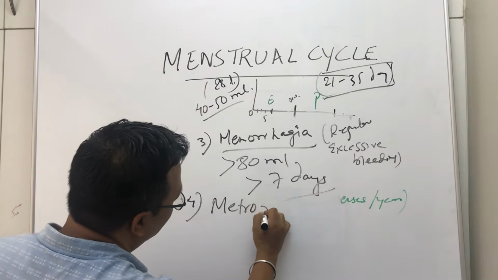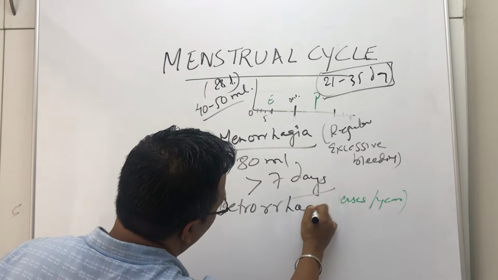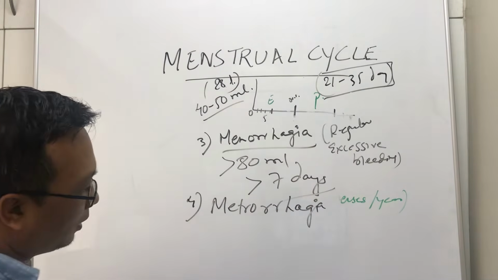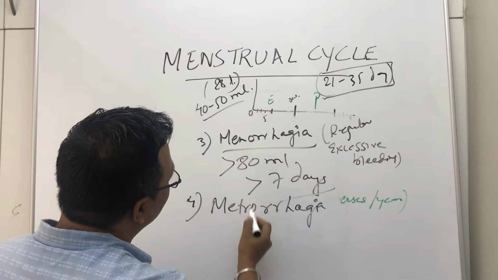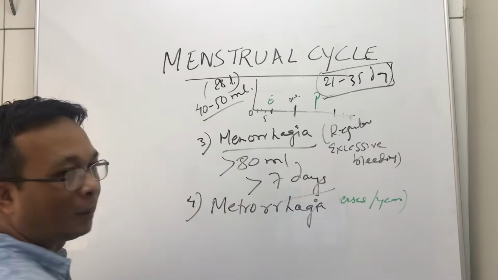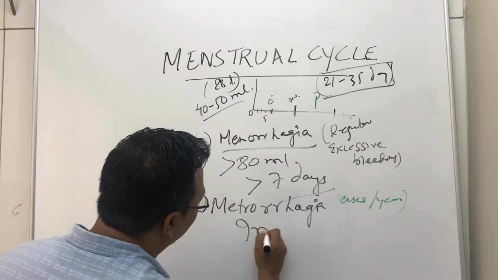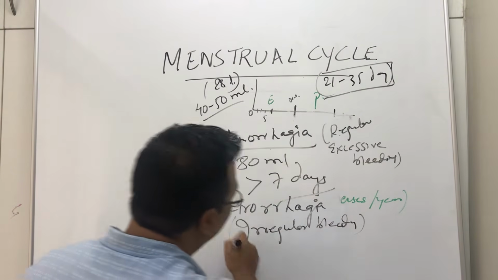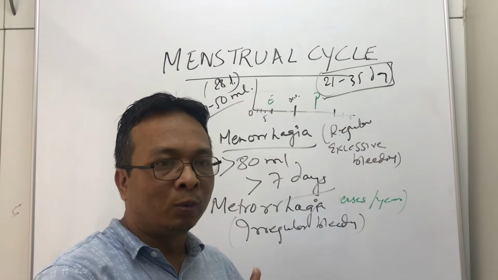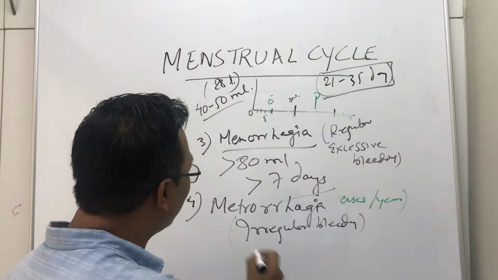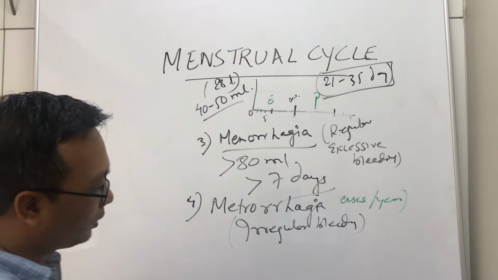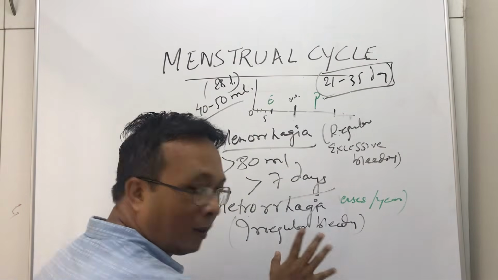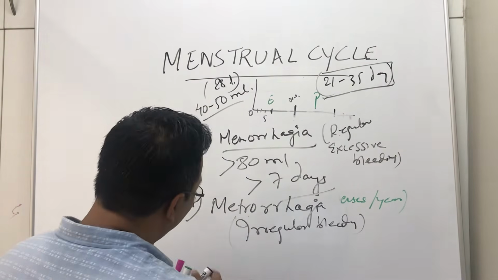Next is metrorrhagia. The difference is that menorrhagia is regular but excessive bleeding, while metrorrhagia is irregular bleeding. When bleeding occurs between two menses, we call it metrorrhagia. So this is irregular bleeding between the menses.